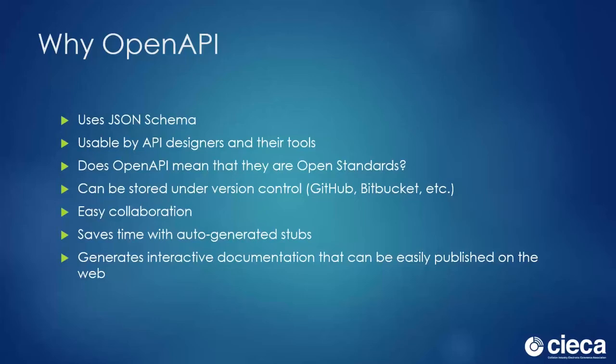OpenAPI specifications can be stored in version control, such as GitHub or Bitbucket, which helps to facilitate collaborative development. The CIECA Architecture Committee is already leveraging this type of collaboration with the existing BMS specifications, and we will continue this practice with the CIECA API specification. Lastly, OpenAPI specifications generate interactive documentation that can be published on repositories such as Swagger Hub or hosted internally. OpenAPI will simplify and streamline CIECA implementations for companies that adopt our standards. With that, I'm going to transfer it back to you, Paul.